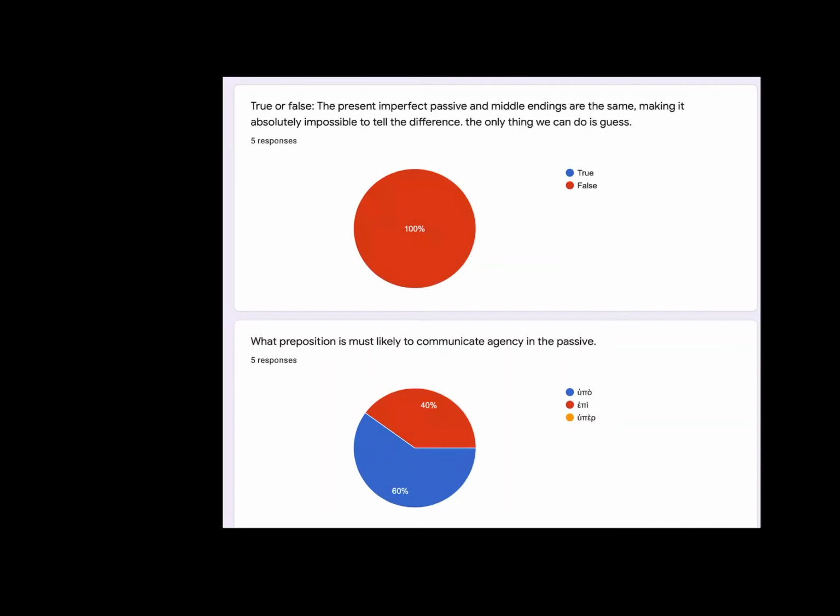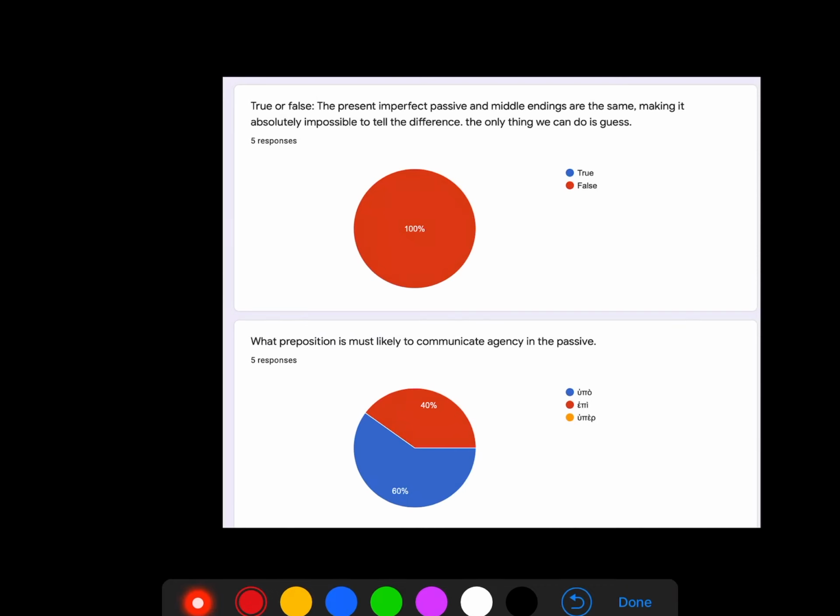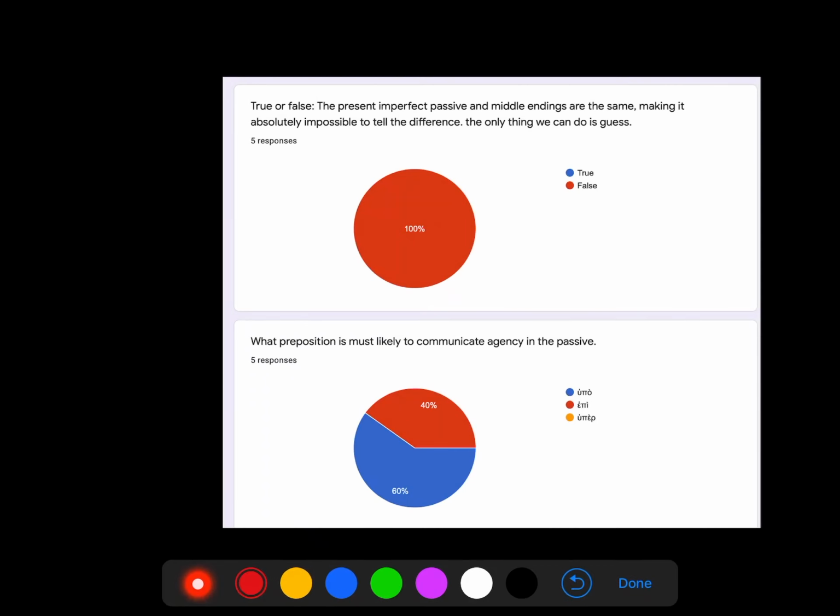So first, and this is just important things you need to know, but it's also, did you read the chapter? Or can you go back and find it in the chapter? True or false, the present, imperfect, passive, and middle endings are the same, making it absolutely impossible to tell the difference. The only thing you can do is guess. That's obviously wrong, and I'm glad that all of you have selected that.